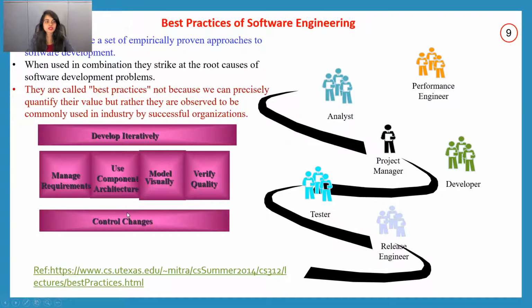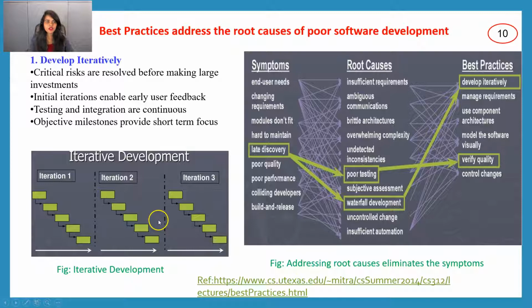The best practices are a set of empirically proven approaches to software development. When used in combination, they strike at the root causes of software development problems. They are called best practices not because we can precisely quantify their value, but because they are observed to be commonly used in industry by successful organizations. And we'll discuss what these components are.